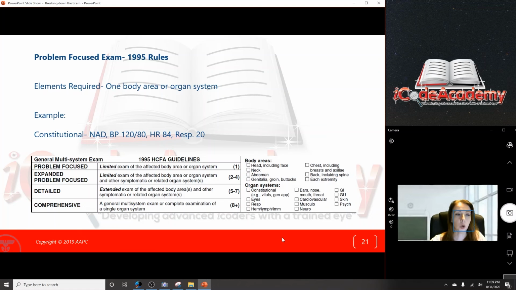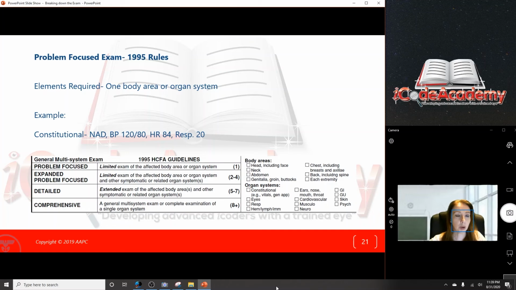All right, so working with our 95 rules, let's look at a problem-focused exam. Very minimal. Our required elements, again, is 1 body area or 1 organ system. You can see here that we have constitutional, NAD. What does NAD mean? No apparent distress.